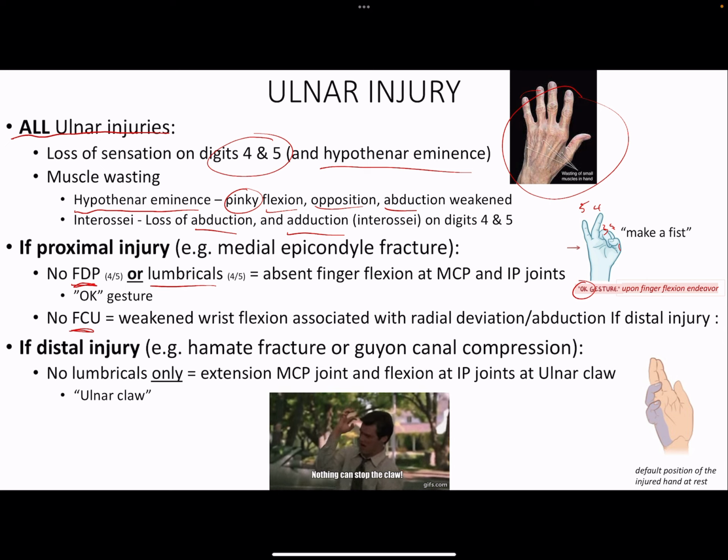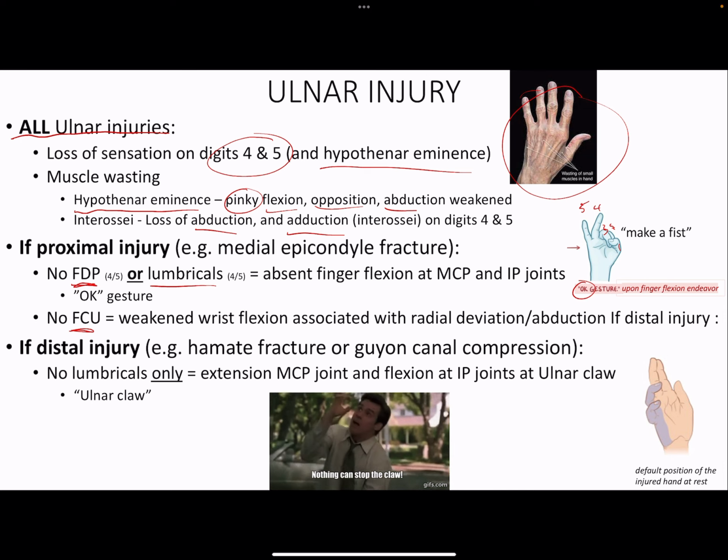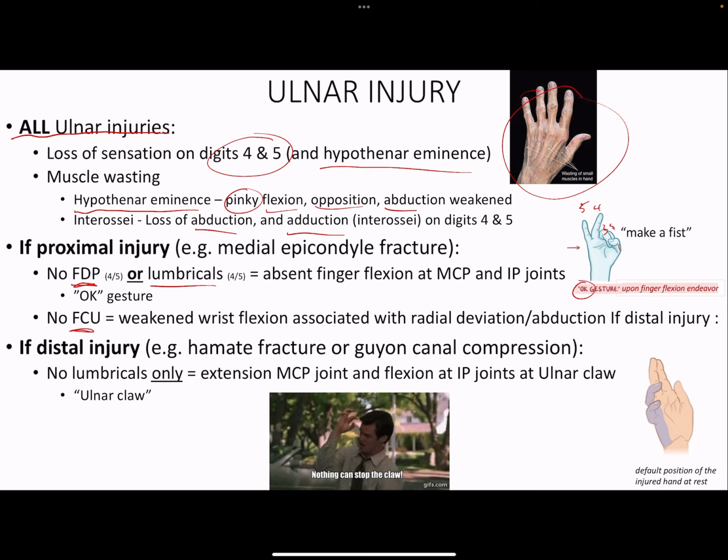Now, if you have a distal injury, meaning that the forearm is fine and it just happened in your palm, like a hamate fracture, now it's only the lumbricals that are not working. Your digitorum profundus works fine. So you will now have extension of your MCP joint and flexion at the IP joints, and this is called the ulnar claw. So this is the position important at rest.